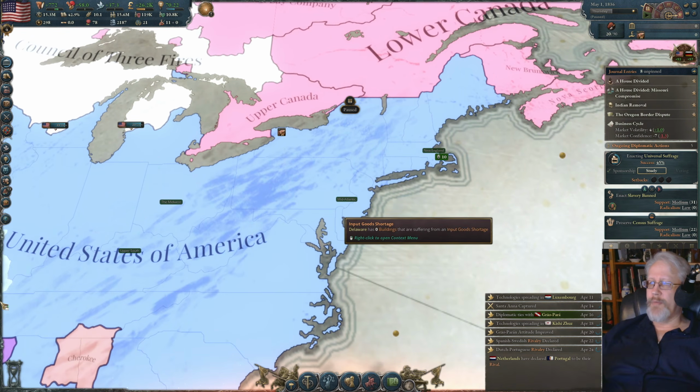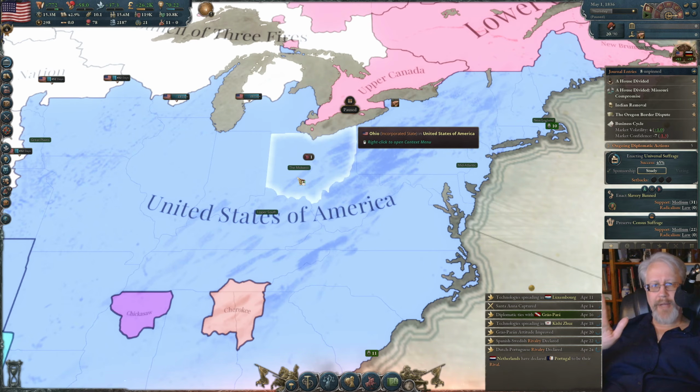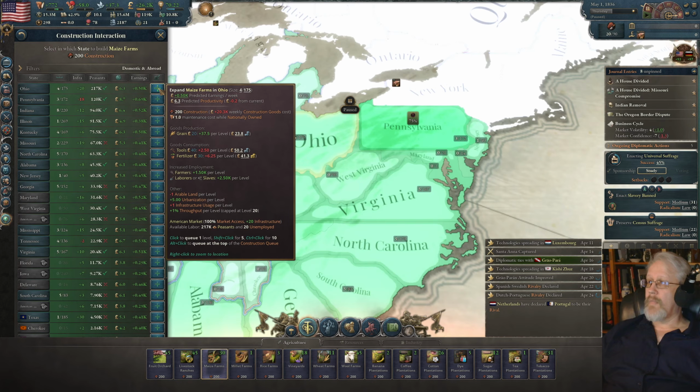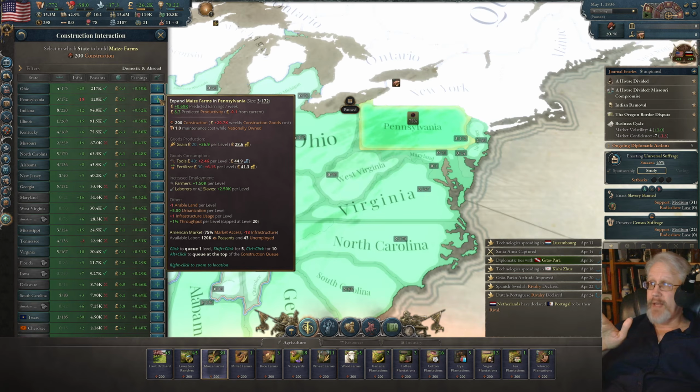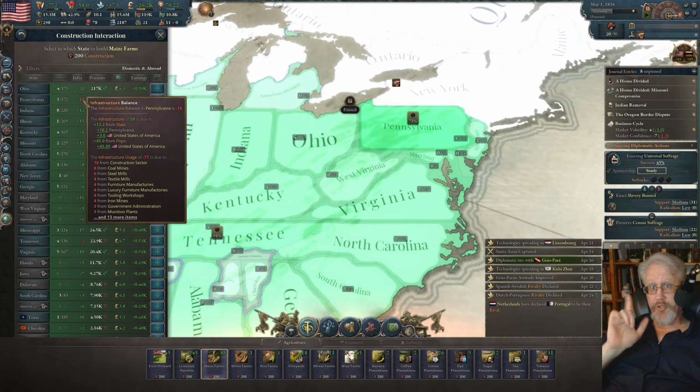Let's take the last 4 minutes and build out our grain farms in Ohio. Now, if we look at this, Ohio has not got the best earnings per acre on its stuff, but it's going to make a lot more grain. I need 900 grains. These will get me about 37.5 per level. So if I build out 30 grain things, I should be okay. Pennsylvania is also good, but I'm going to need to build a choo-choo there to deal with their infrastructure.